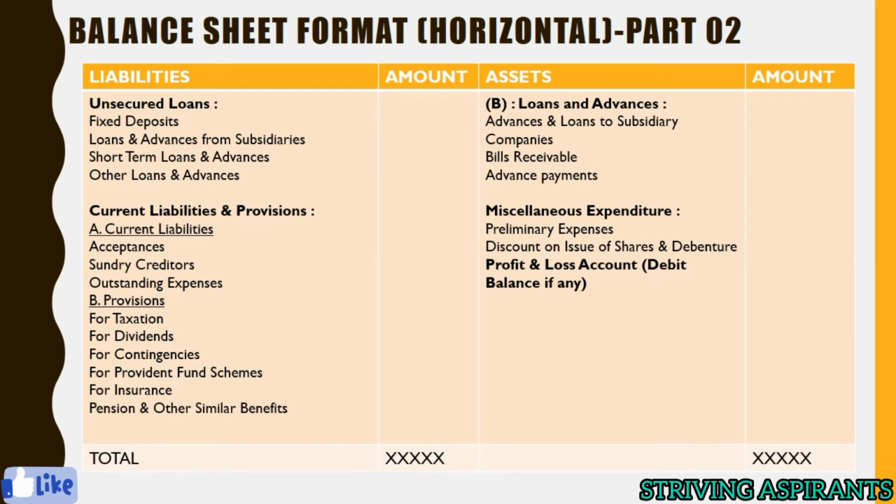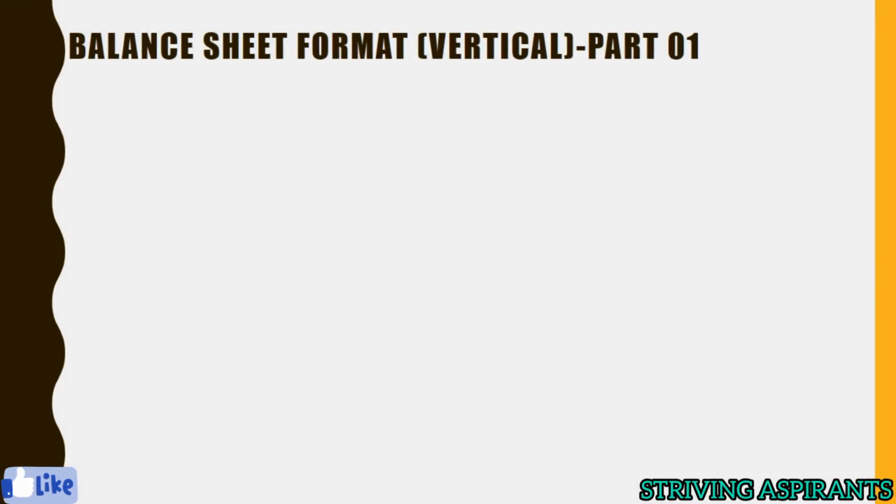Now let us check the asset side again. Here we can see loans and advances, under which we will take advances and loans to subsidiary companies, bills receivable, advance payments. Next head in the asset side is miscellaneous expenditure, under which we will add preliminary expense, discount on issue of shares and debenture. And in the last head, profit and loss account, if there is debit balance, we have to take that amount here. So this is the complete format of horizontal balance sheet.